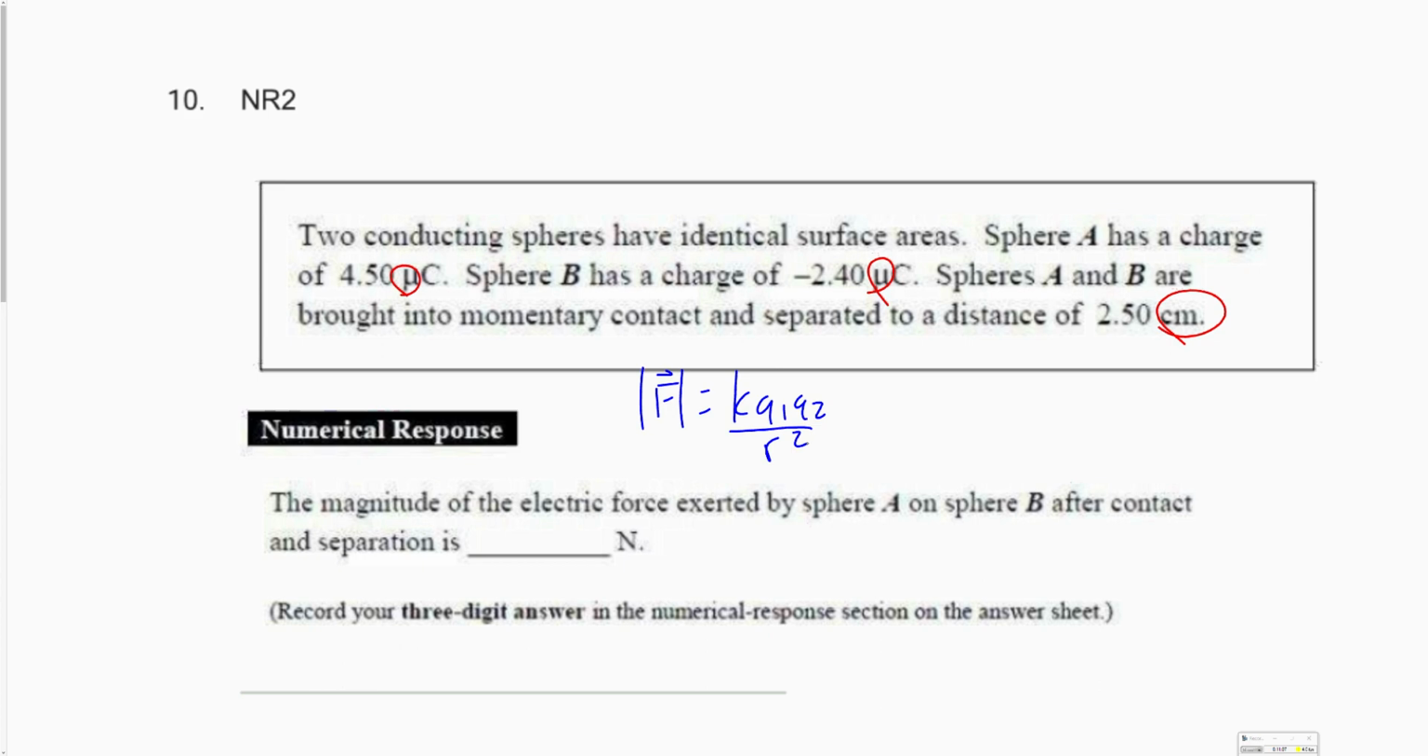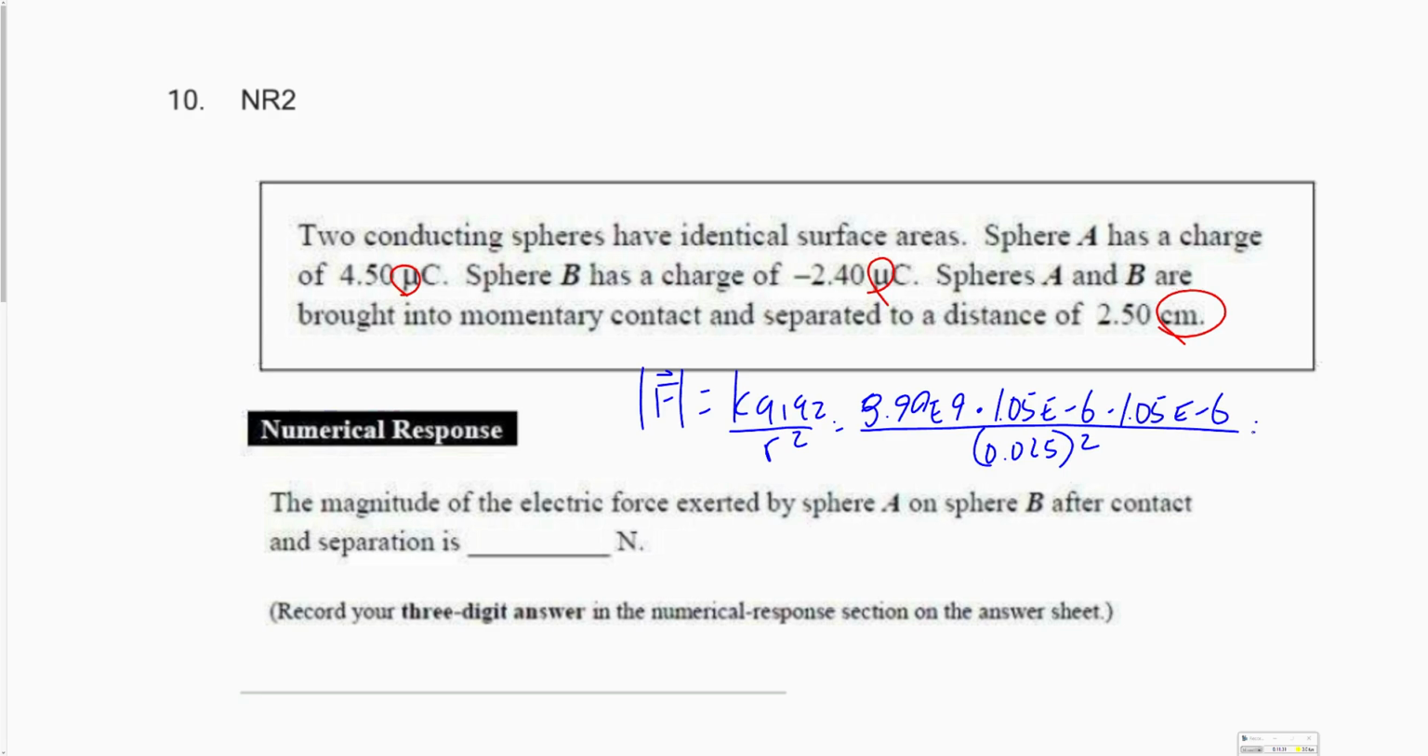I believe that was 1.05, isn't it? Does that ring a bell? 1.05 microcoulombs. So 8.99 times 10 to the 9 times 1.05 times 10 to the minus 6 times 1.05 times 10 to the minus 6. And then we'll divide that by 0.025 meters. Does that make sense, you guys?